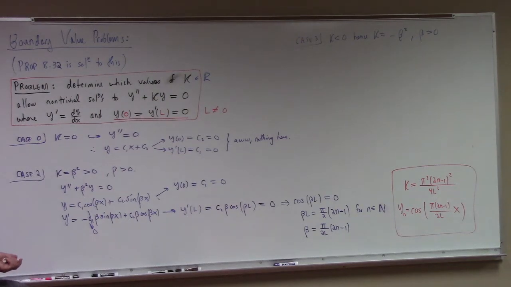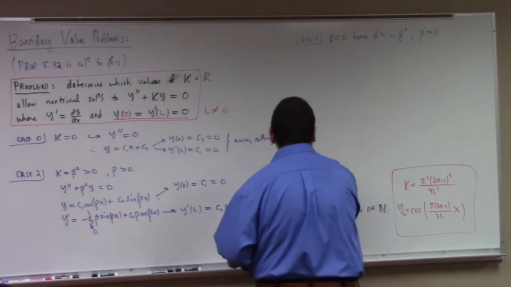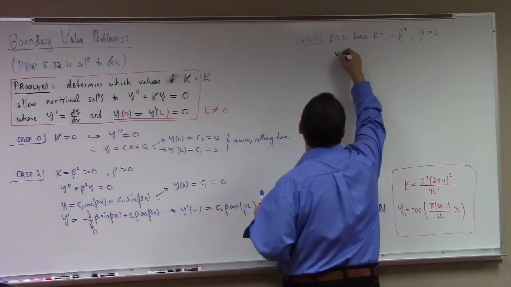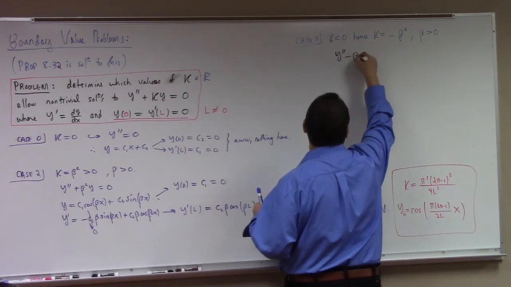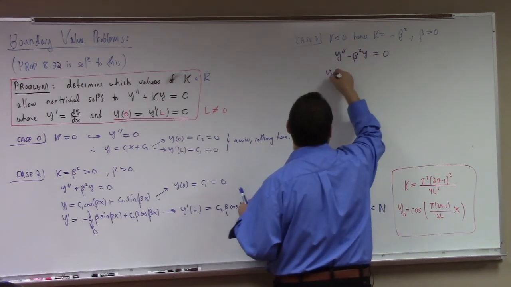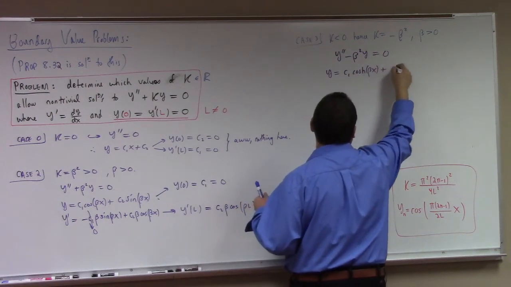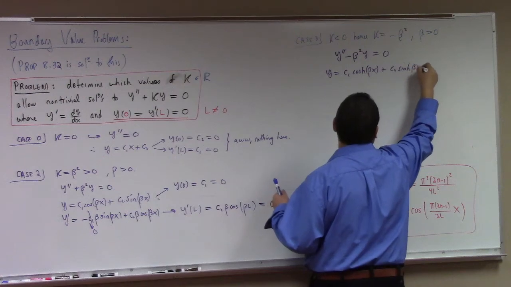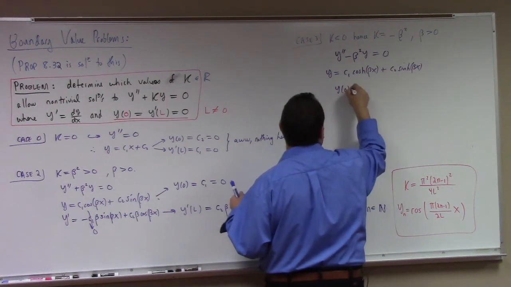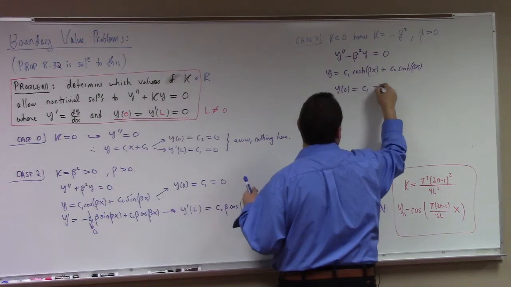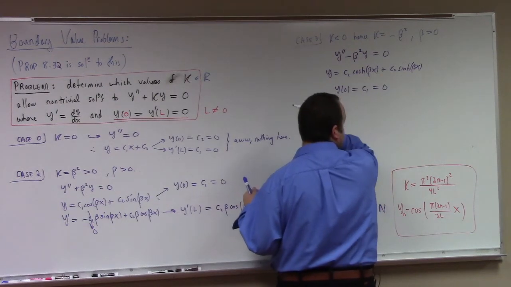Now, to be clear, I'm not done logically until I've made sure there's nothing left lurking for us in case 3, right? So let's just go through that. We're going to find nothing is interesting over here, but logically we should check on it, which gives us y is equal to c1 cosh beta x plus c2 sinh beta x. And so y of 0 is c1, because cosh of 0 is 1, sinh of 0 is 0.